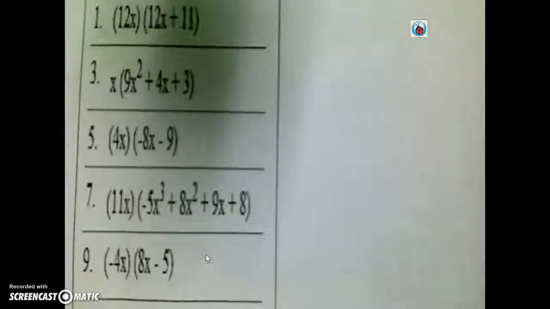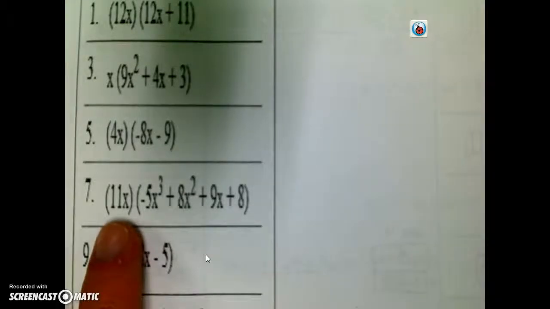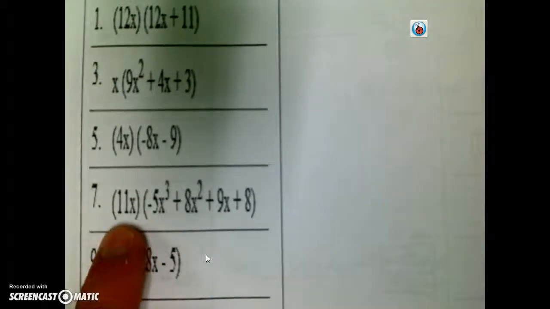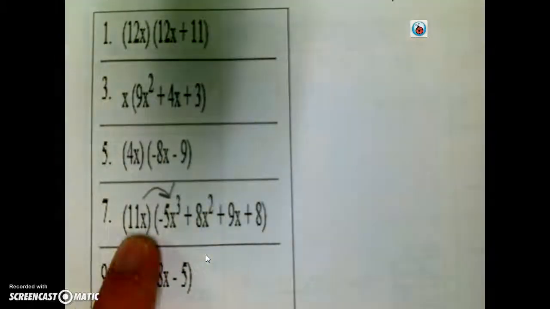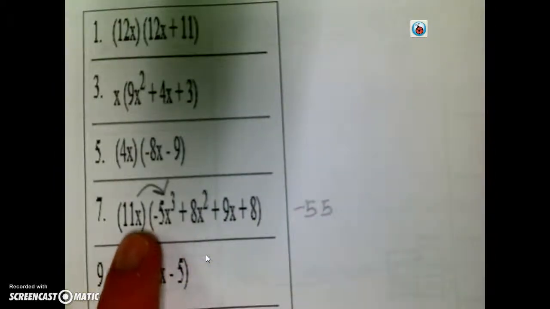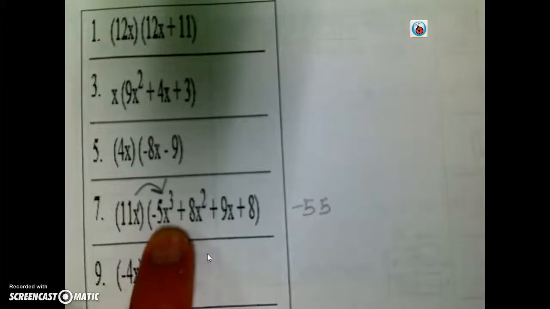So let me go ahead. I'll show us one like number 7 here. All right, so we're going to have to go through and distribute this 11x onto all of these other numbers here. So let's start off with 11x. I'll multiply the 11 and the negative 5. You get a negative 55. Now I have an x here with an invisible 1x. So x to the first power times x to the third power is going to give me an x to the fourth power.